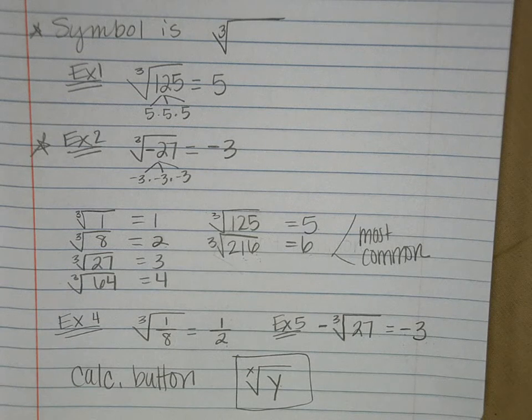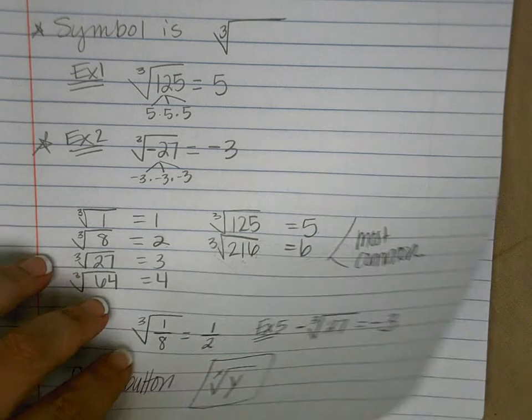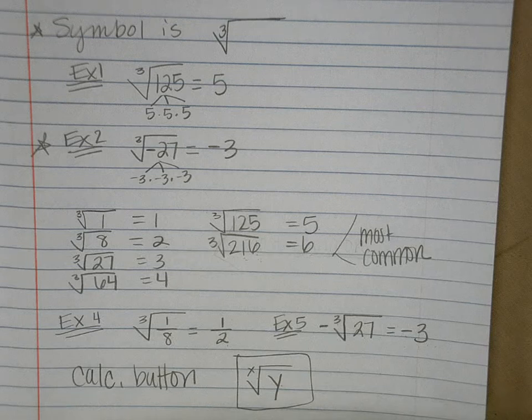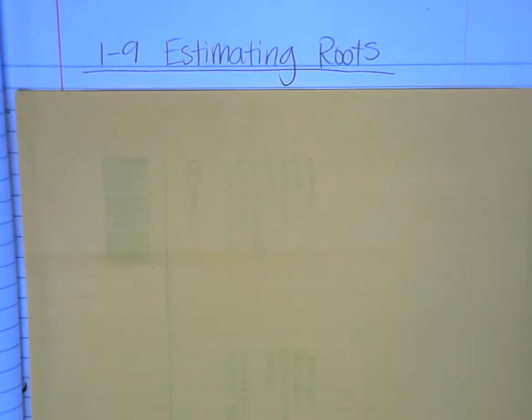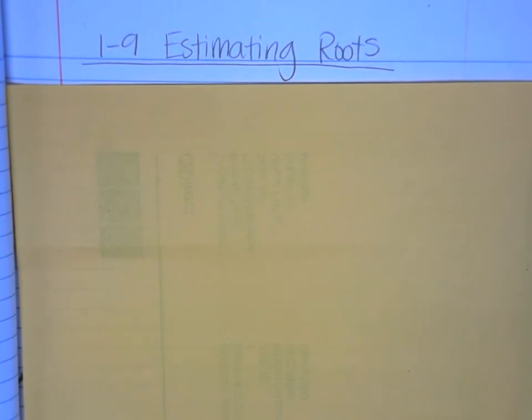Okay, very quickly, I'm going to show you estimating roots, because we do have time. It's a very short lesson. It's 1-9 in your book, so if you want more information on it, it's there. But I'm not going to give you a ton of information because it's really not that difficult. And some of you might have done some of this in Math 7.